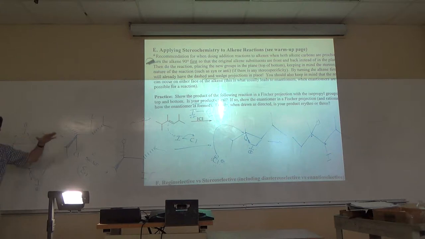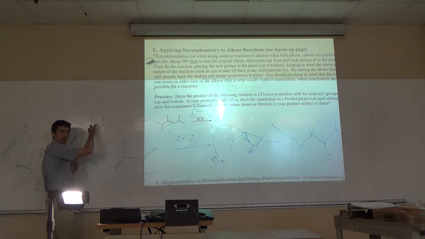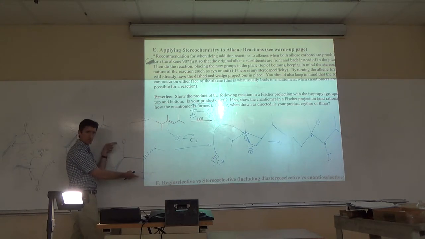Because you typically are going to attack both sides, and that will lead to a racemic mixture if the product is chiral. I showed you this to explain how we get there. When you're doing these, though, you know it's an anti-addition, and you know which carbon the chlorine goes on. So you can put these in here. New things, I recommend putting them in the plane, straight up or straight down. That's how I recommend doing this.